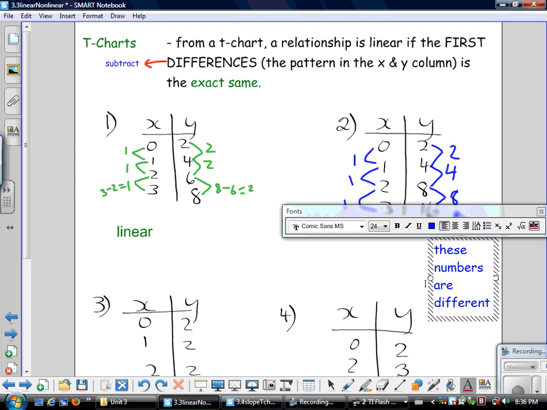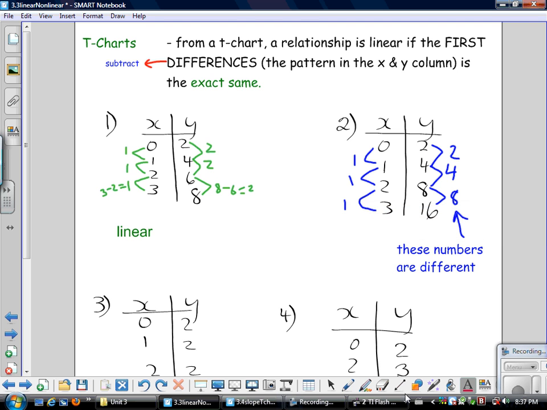Okay, and because those numbers are different, what we can say then is therefore nonlinear. So based on that, we can say nonlinear.